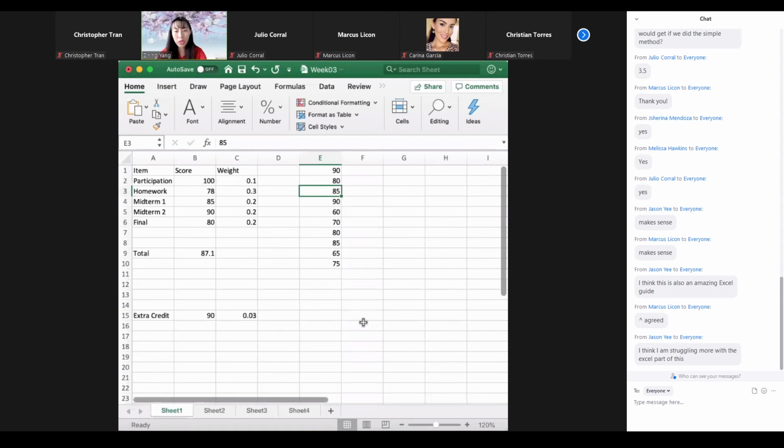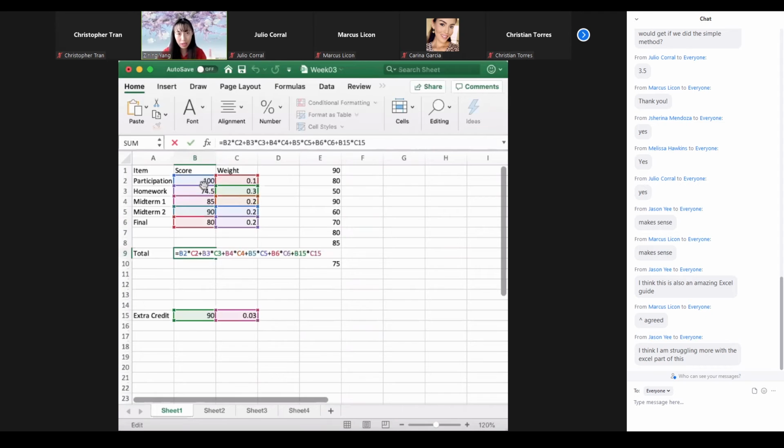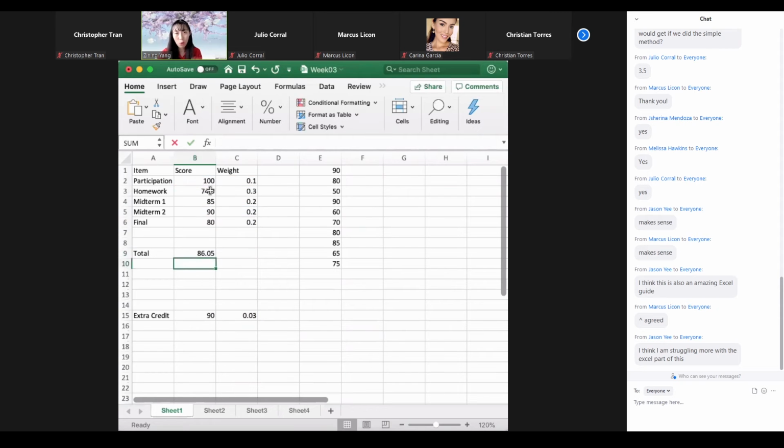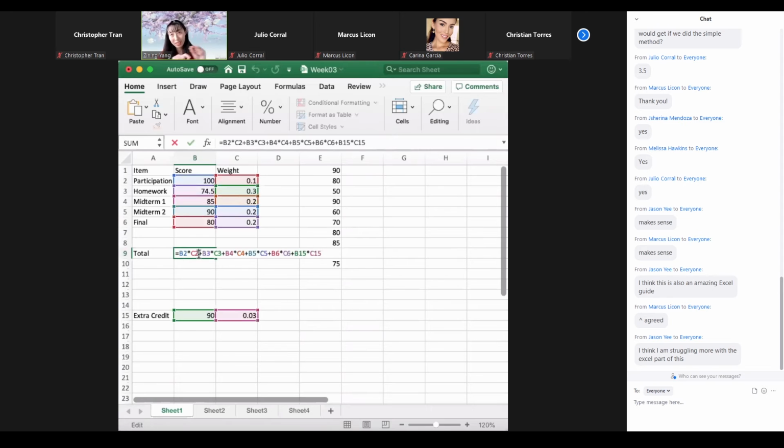So when you change one number, this number gets automatically updated. And because this number is part of the calculation for the weighted total, we have B3 times C3, that's the X times W. So the B3 times C3 is embedded in the final score calculation. When this number changes, it naturally gets reflected in the weighted average.